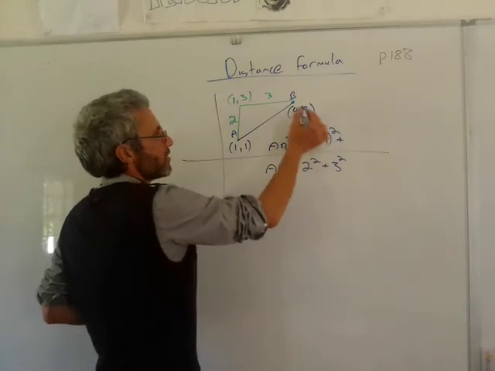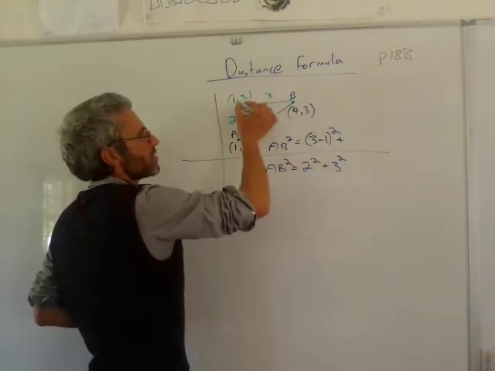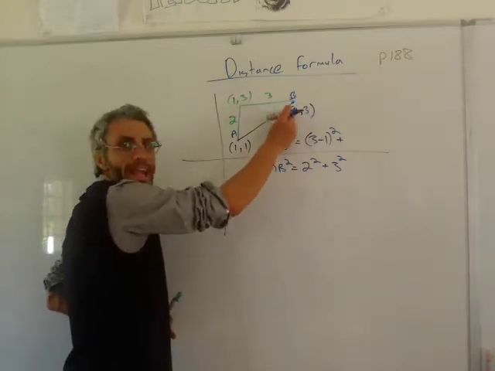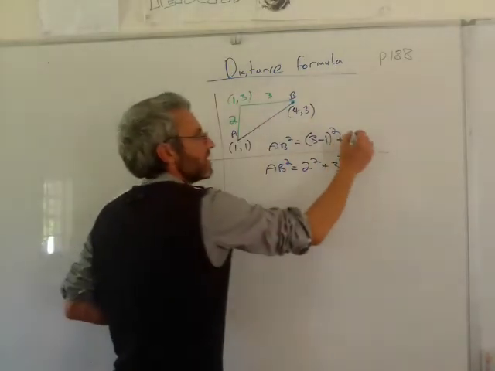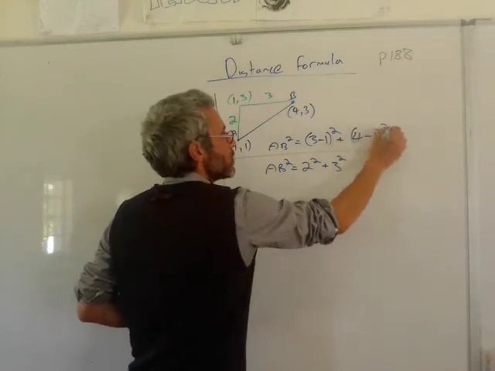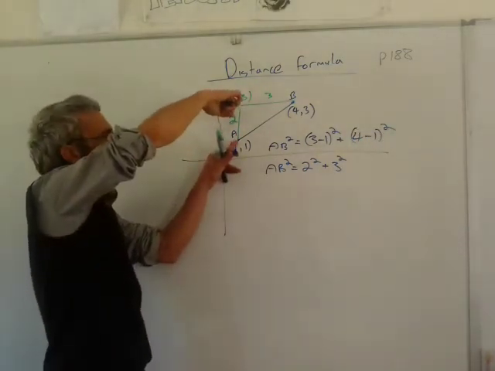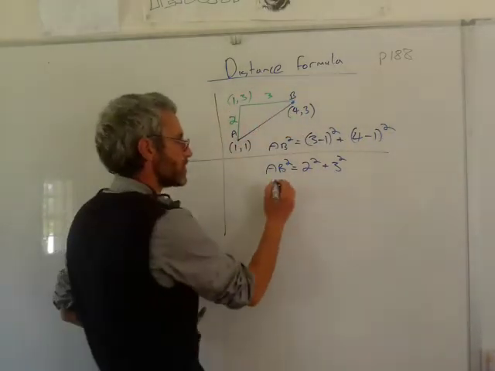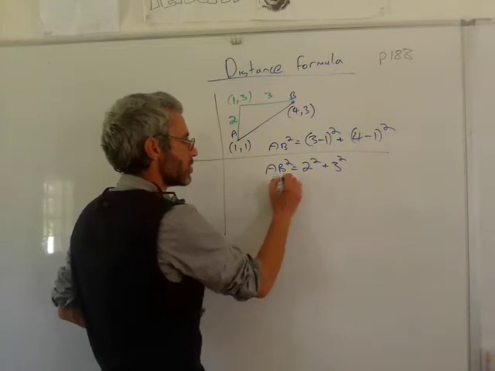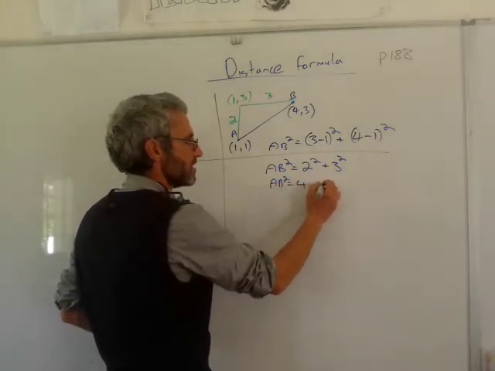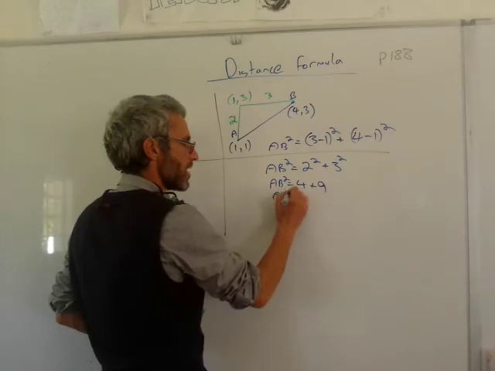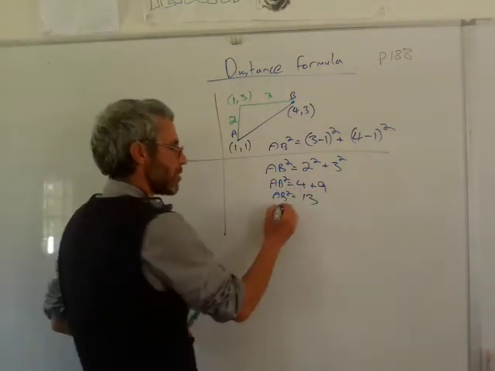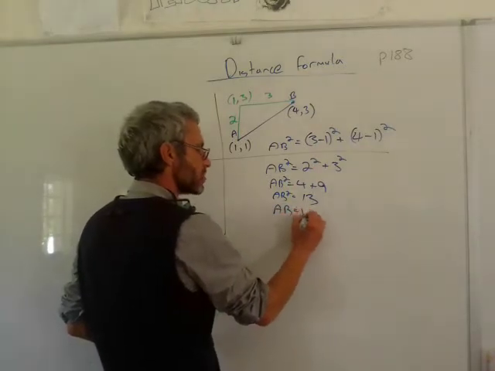And to get this, how do we know that this is 3? What did we do here? 4 minus 1. We took the x here and we minus the x there. So 4 minus 1 squared. We did the difference between the y's and then the difference between the x's. Let's just solve it for a second. AB squared equals 4 plus 9. AB squared equals 13. And then we want to give an answer: AB equals the square root of 13.